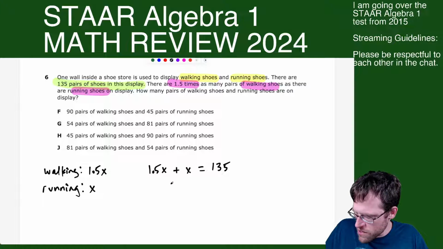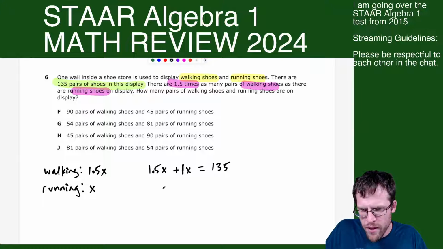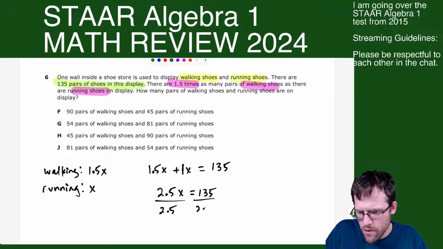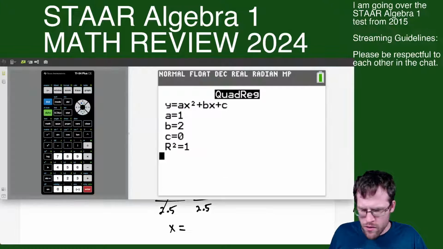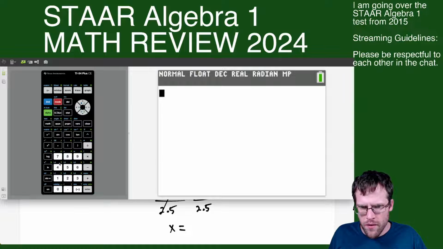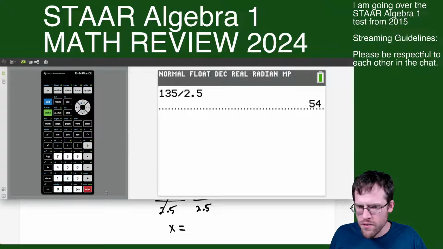Okay, and then from here, it's just a matter of combining like terms. There's an invisible 1 here in front of the X. So 1.5 plus 1 is 2.5 times X equals 135. And now from here, just divide both sides by 2.5. All right, so here, we could just type this into a calculator. So I might as well just open one up just to model everything. So 135 divided by 2.5 works out to 54.